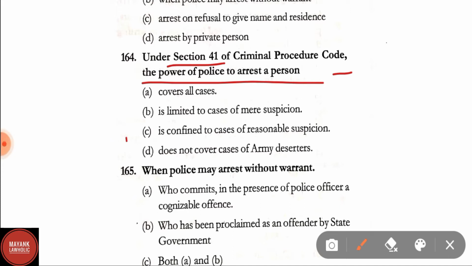Option C is confined to cases of reasonable suspicion. Option D does not cover cases of army deserters. Here the correct answer is option C, that is confined to the cases of reasonable suspicion.